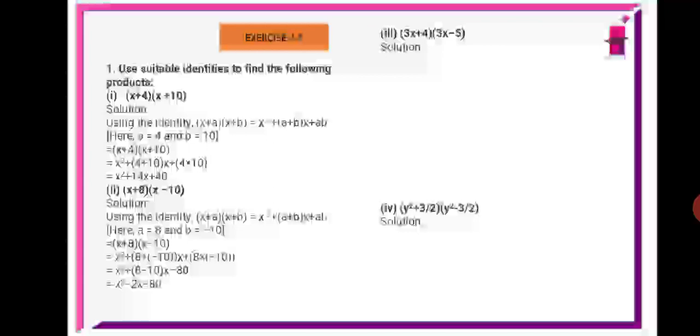You can check with the remaining two. Here also x equal to 3x, a equal to 4 and b equal to minus 5. You can substitute in that. In the next example, it is like (y square plus 3 by 2) into (y square minus 3 by 2). You can use the identity here, a square minus b square. You will get y power 4 minus 9 by 4.